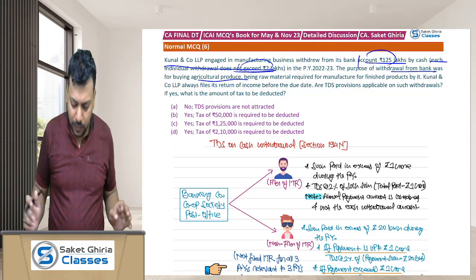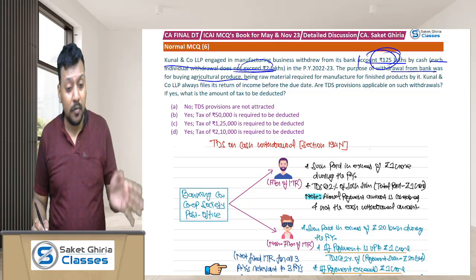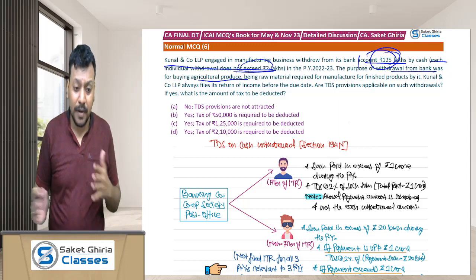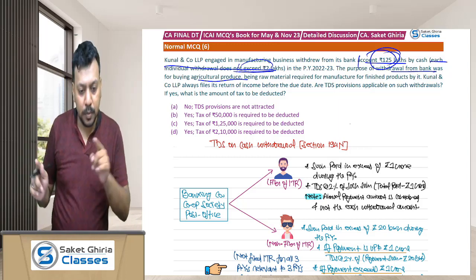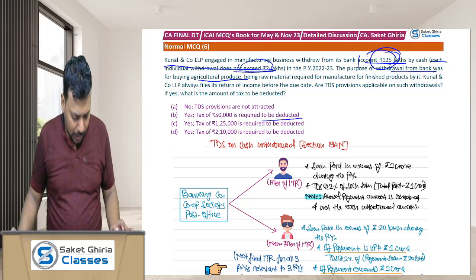Okay sir, then without taking much time, how much money are they withdrawing? 125 lakh. Above 1 crore means 25 lakh. At the rate of 2%, 25 lakh into 2% is 50,000. So here the TDS would be attracted and the amount of TDS would be rupees 50,000. So the correct option is going to be B. Okay, quickly we are moving further.